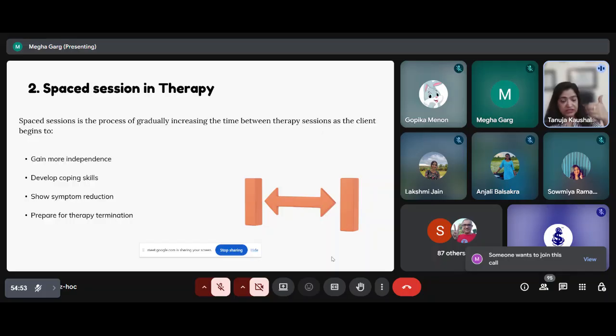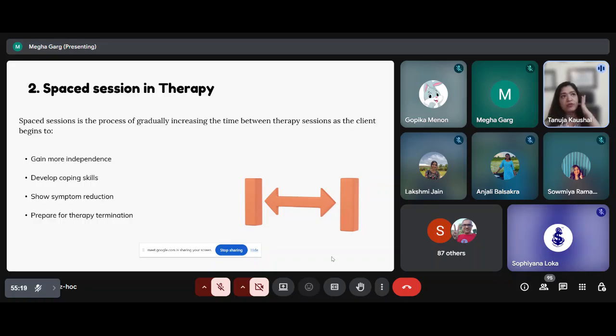When do we do it? We start the spaced sessions once you see that the client is reaching their goals and they're using their coping skills adequately, they are managing their life more independently. And how we do it, I've already told you that instead of meeting once a week, now you're meeting once in 2 weeks. And then gradually you move to once in a month. And every time you check with the client how they are doing.